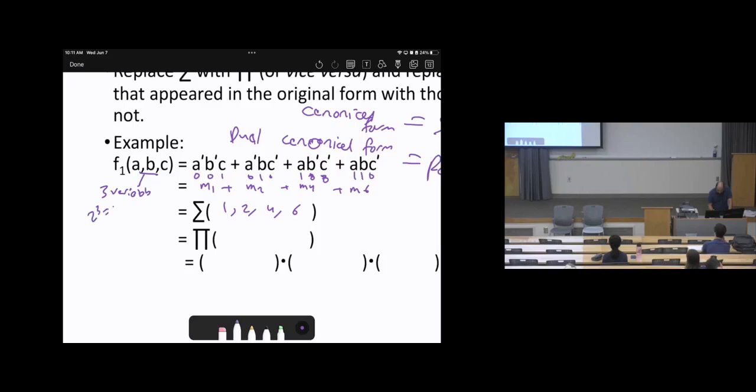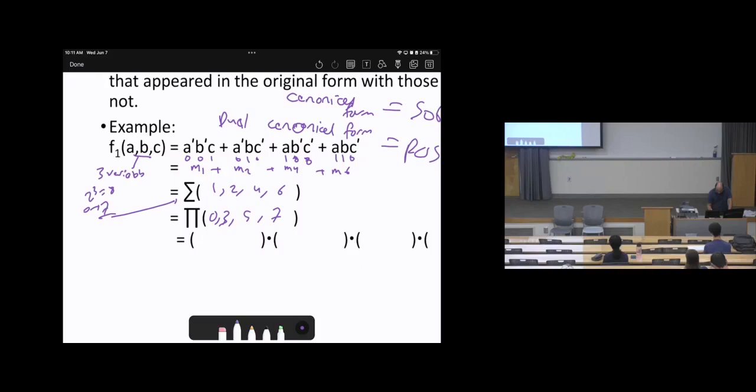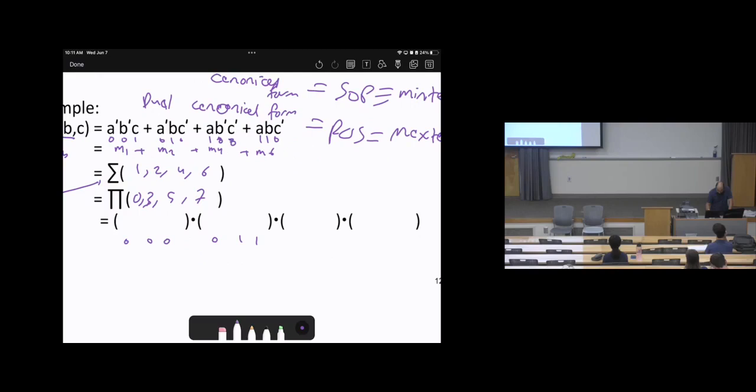2 power 3, which is 8, so our range is between 0 to 7. Compare the numbers between 0 to 7 to convert it to max terms. 0 is not included. 1, 2. Then 3 is not included. 4 is in here. 5 is not included. 6, then 7. So we have 0, 3, 5, 7. Then how to find it? 0 is equivalent to 0, 0, 0. 3 is equivalent to 0, 1, 1. 5 is equivalent to 1, 0, 1. 7 is 1, 1, 1.